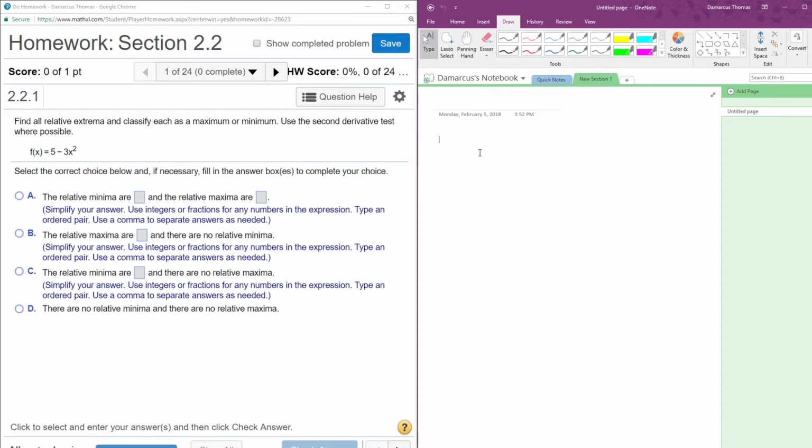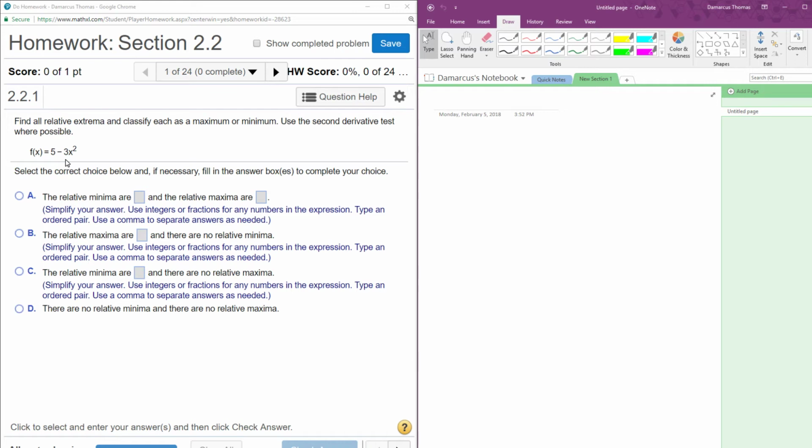But what we'll do is go through the steps. So it says find all relative extrema and classify each as a max or a min. And first of all, let's note the domain of f. The domain is all real numbers. For all polynomials or quadratics, they're always all real numbers. There are no restrictions whenever we have a polynomial type of function like this.